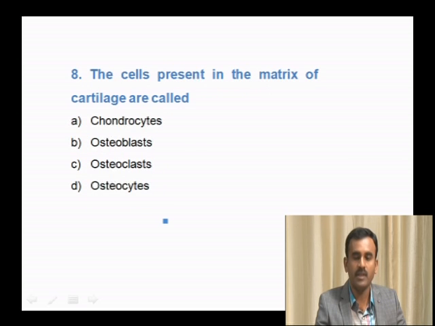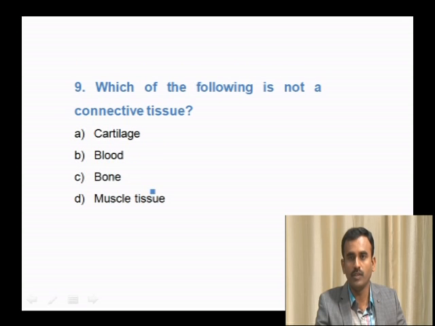Move on to the next question. The cells present in the matrix of cartilage are called the chondrocytes or cartilaginous cells. Options B, C and D, osteoblast, osteocytes and osteoclasts, are the different types of structures associated with bone. Move on to the next question.